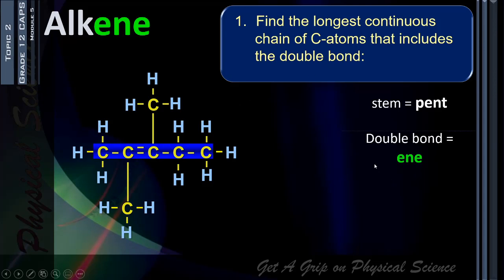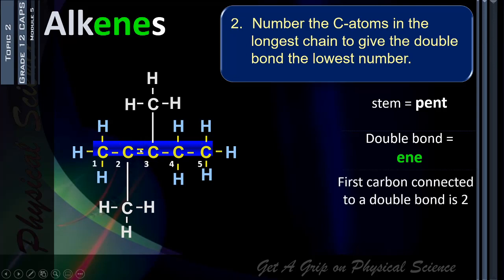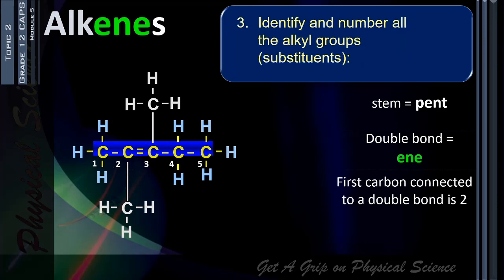The second rule is still to number the carbons in the longest chain, but now the lowest number must be on the double bond. So if we look at this example and we number the carbons from right to left, you can see that the first carbon with a double bond is carbon number 3. But if you number it from left to right, the first carbon with a double bond is carbon number 2. The third rule is to identify and number all the alkyl groups.